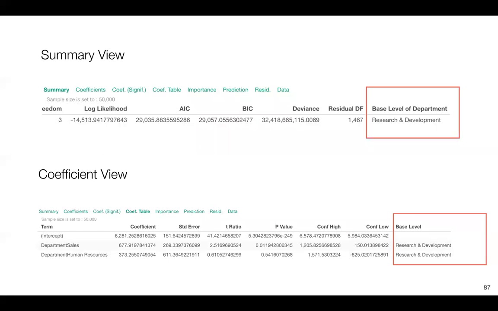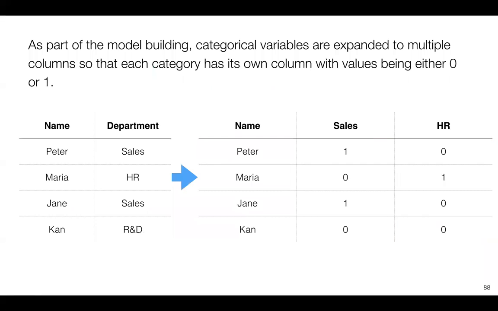And then you can always check what the base level is. You can go to the summary view or coefficient table view to see what the base level of a given variable is. So in this case, R&D is the base level. So that, and then what's happening is as part of the model building behind the scene, in this case, it's actually the R.